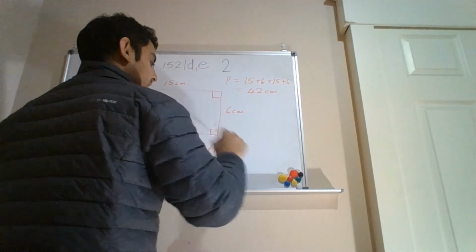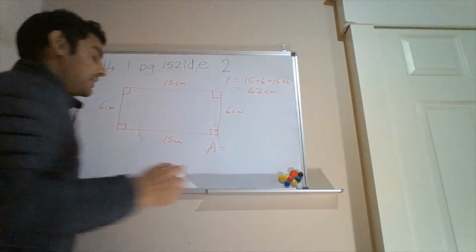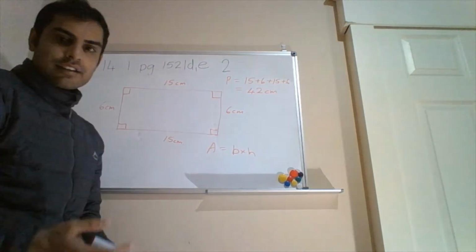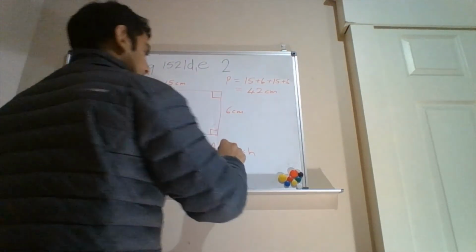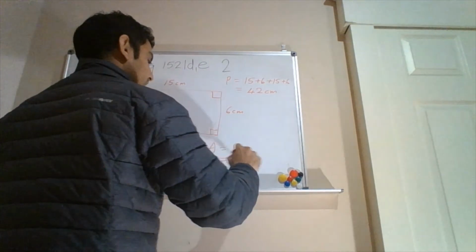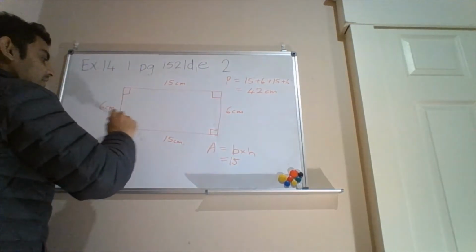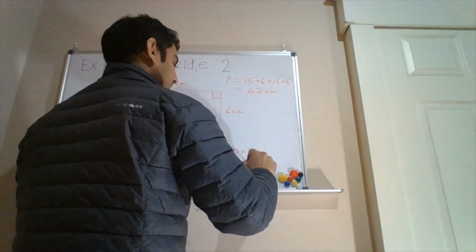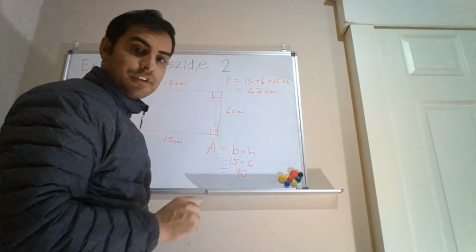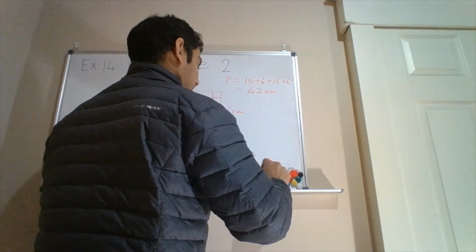Area of a rectangle should be familiar, equals base times height, or length times breadth. Same thing, we have a base of 15 and the vertical height at 90 degrees of 6. And that comes out to 90. Don't forget our unit, centimeters squared.